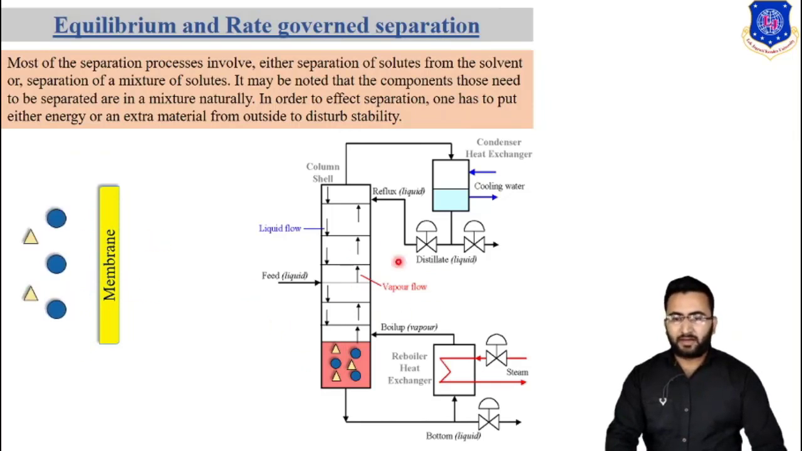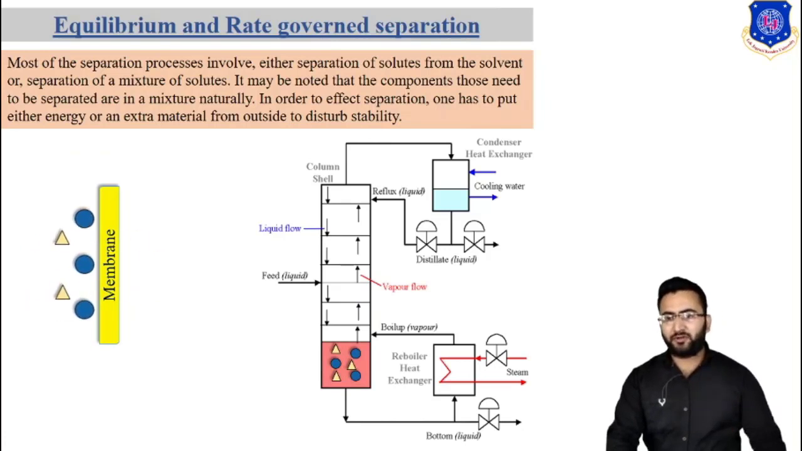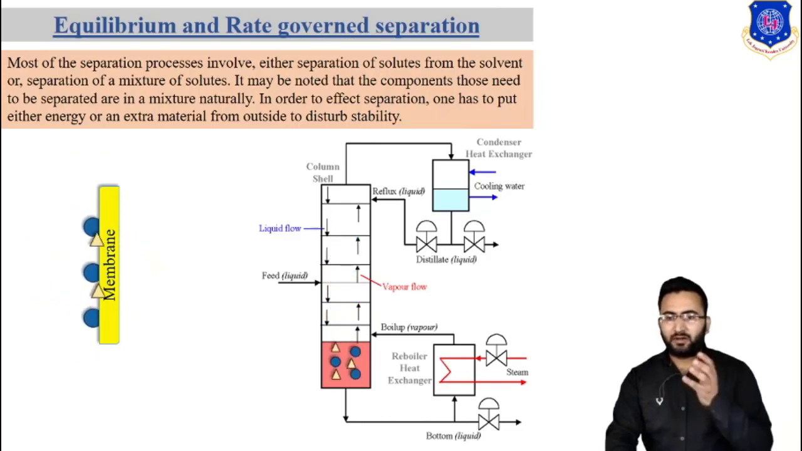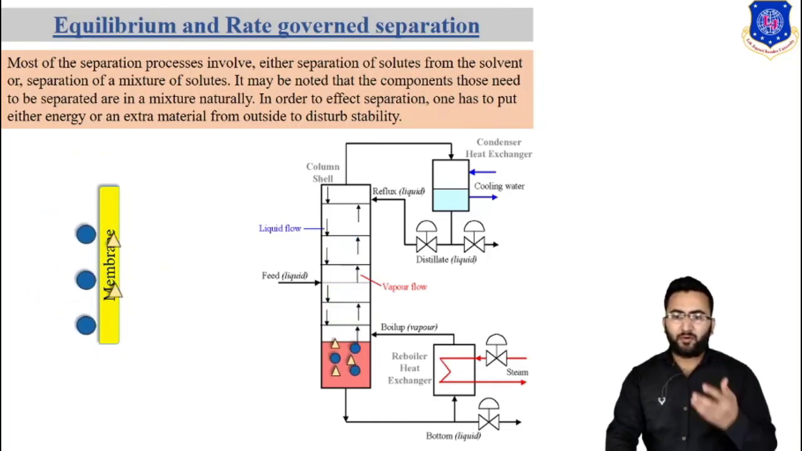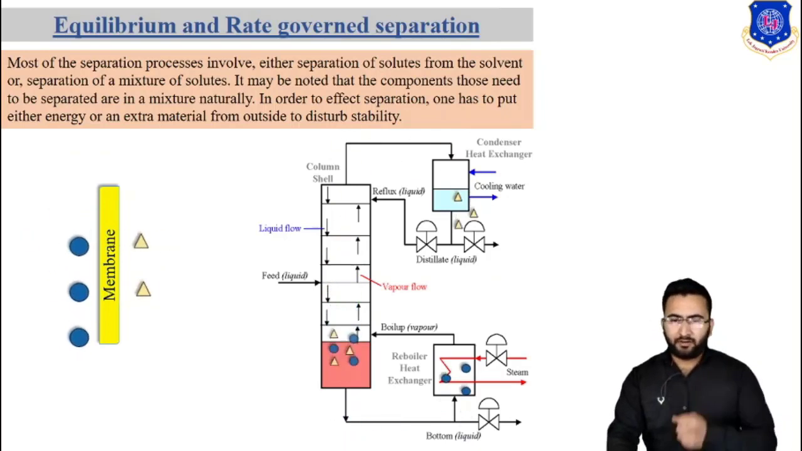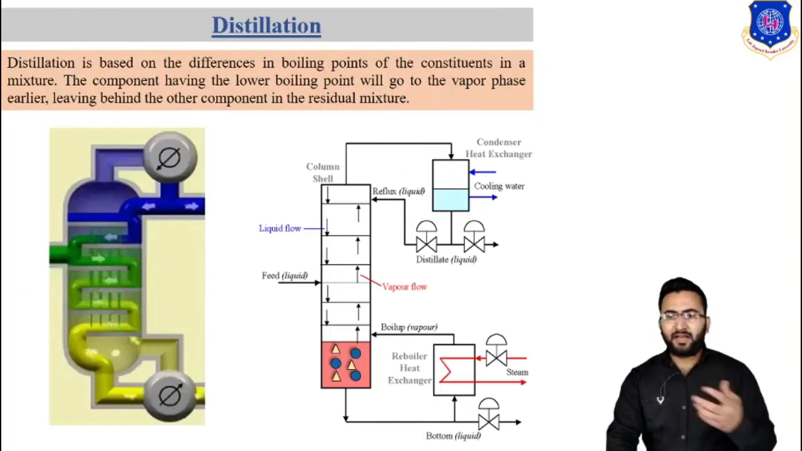Then the next example is an equilibrium governing process. Distillation is one example of an equilibrium governing process in which two phases come into equilibrium and separation becomes possible. When heat is applied to the mixture of components, the mixture evaporates and separates due to the boiling point difference. So this is all about the equilibrium and rate governing separation processes. Let's start with one example of an equilibrium governing separation process.